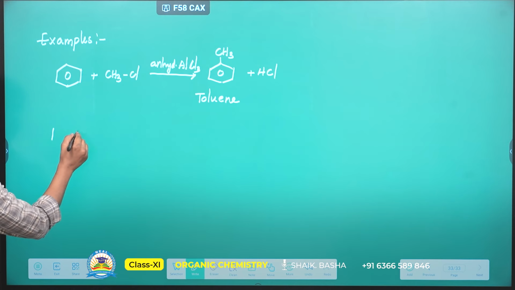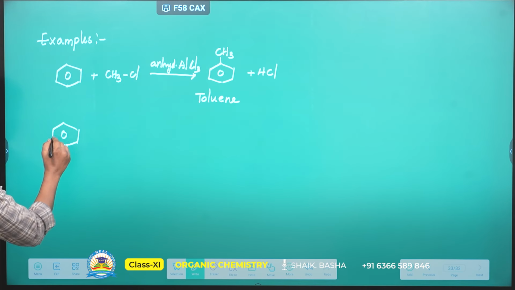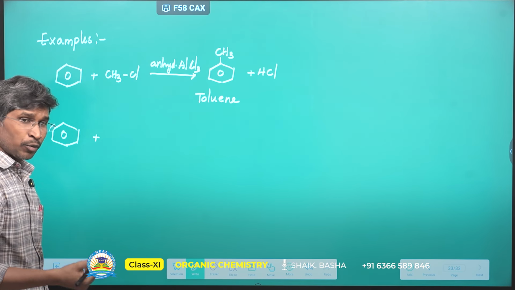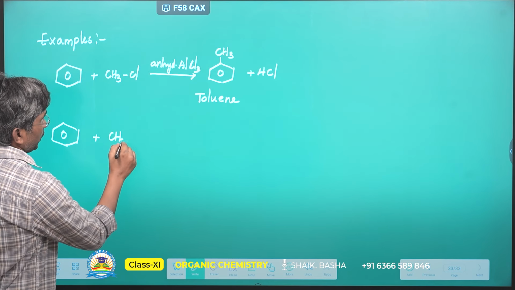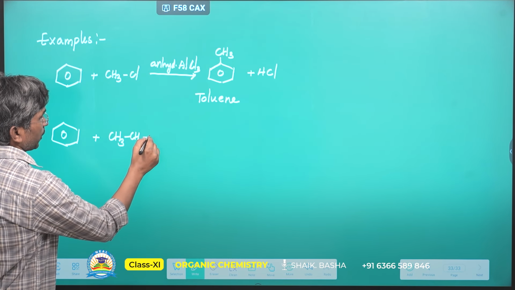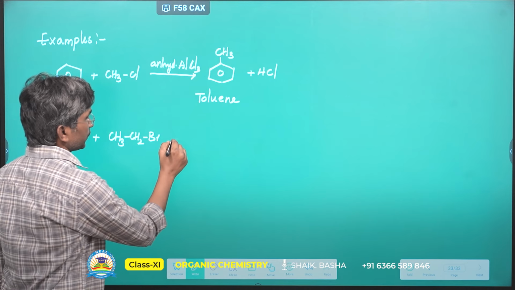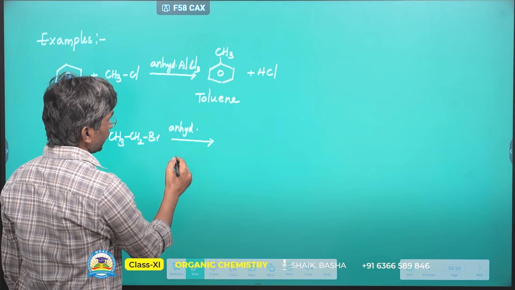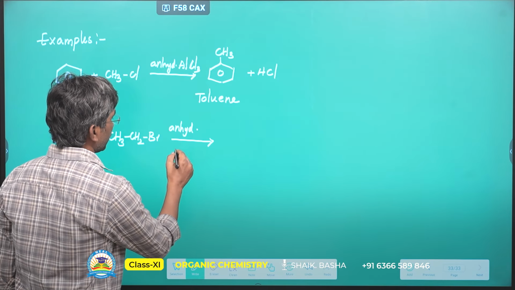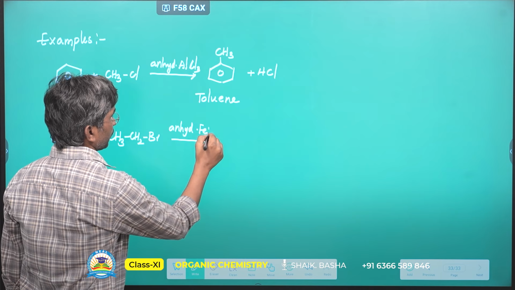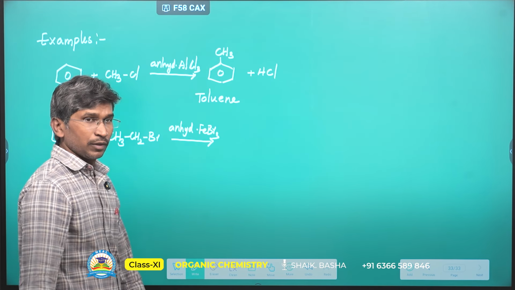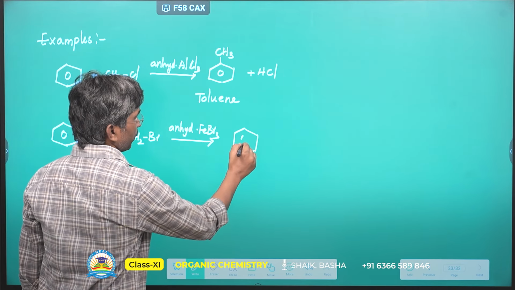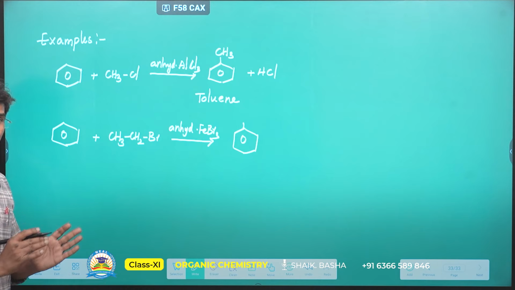One more example. Benzene on treating with ethyl chloride, C2H5Cl, or ethyl bromide. I am taking CH3CH2Br. Anhydrous AlCl3, anhydrous FeBr3. So what happens here? That is also a Lewis acid only. Hydrogen is replaced by ethyl group. So hydrogen is replaced by ethyl group.